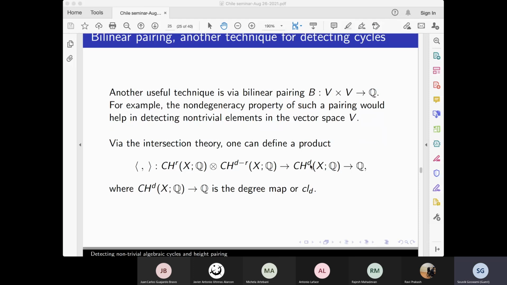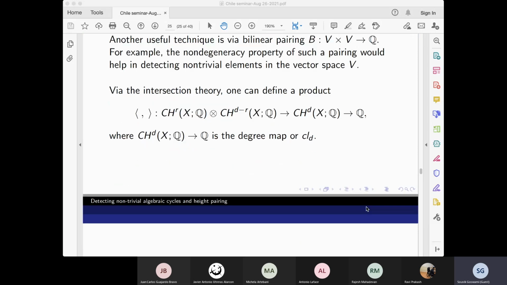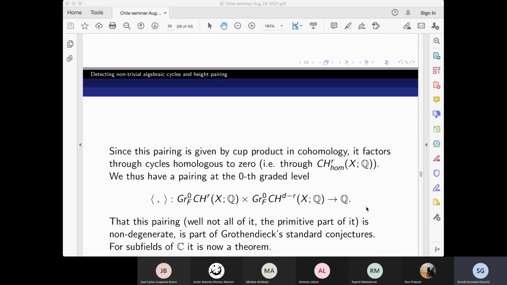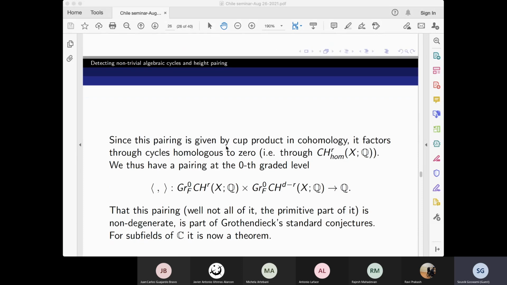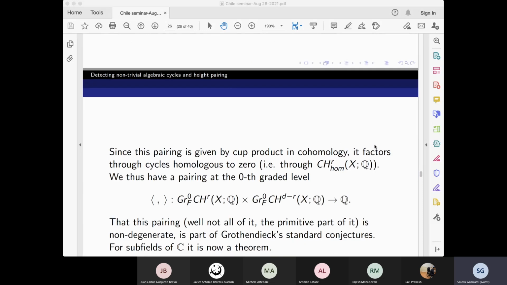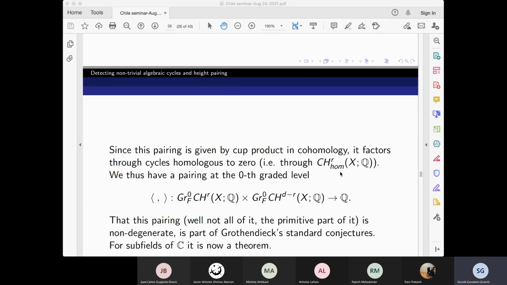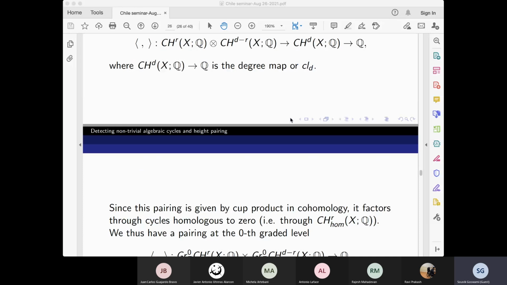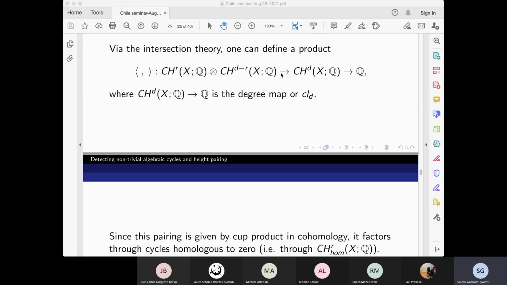It will give you a number, okay? So this is the first example of a bilinear pairing between two Chow groups in complementary codimensions. Okay, and it's an important example to study. So this particular pairing filters through Chow groups which are homologous to 0. So if one of the cycles is homologous to 0 here, then the product goes to 0.